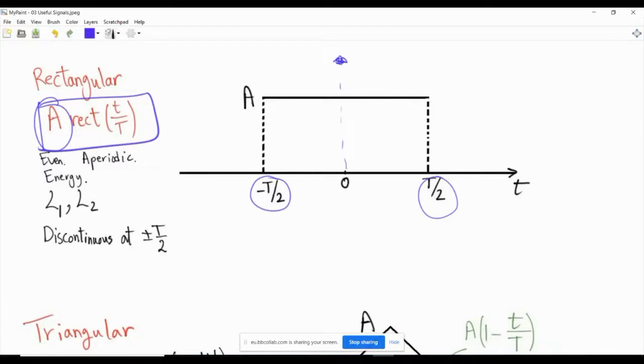It does not repeat, so it is an aperiodic signal. And this signal, of course, is integrable. Its magnitude is integrable. Its energy is finite. It is an L1 signal. It is an L2 signal, and so forth. Okay, so this is the rectangular pulse. And again, I will write it rect, so anything outside will be the amplitude.